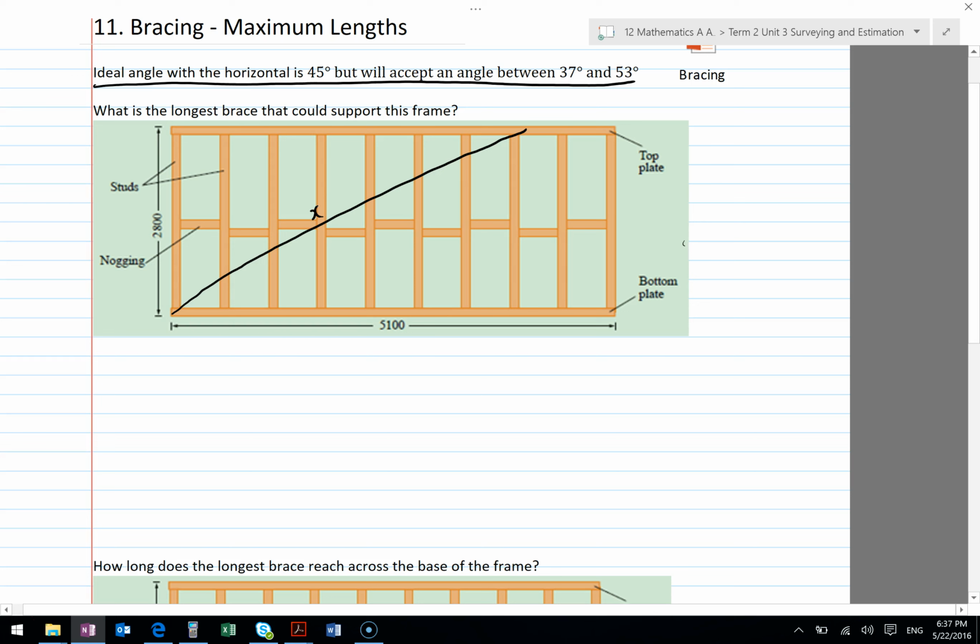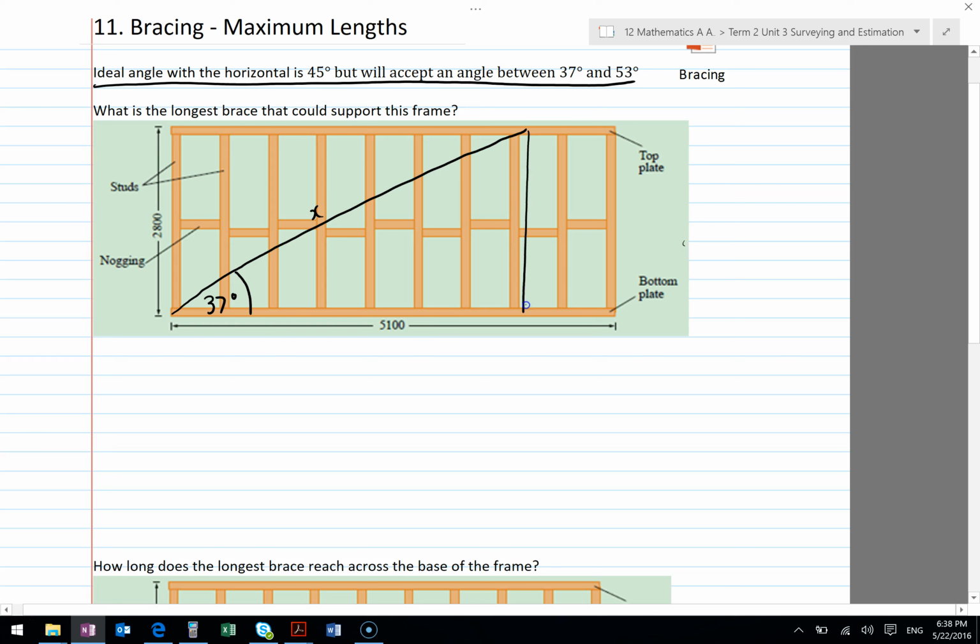So doing these sorts of problems, we need to obviously observe the rule that it needs to be between 37 and 53 degrees. I'm going to make, in this case, the angle as small as possible. I'm going to make the angle 37 degrees because I know any bigger angle, this brace would be smaller than the one at 37 degrees. So the longest brace will be at that 37 degree angle.